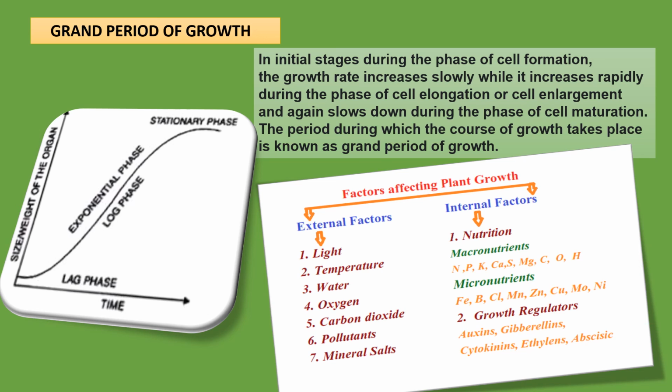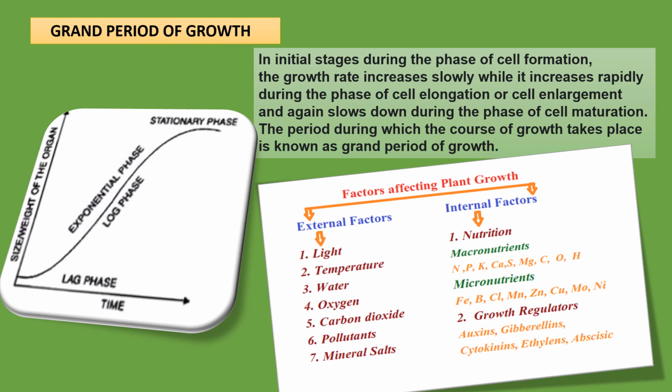Now we are going to discuss the factors which affecting plant growth. There are two types of factors, external factors and internal factors. Already you know about this, but then also I am giving you just an idea. So external factors are light, temperature, water, oxygen, carbon dioxide, pollutants, mineral salts.